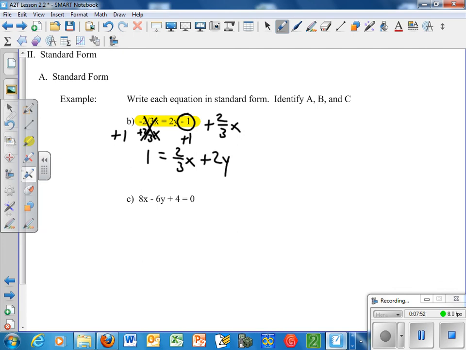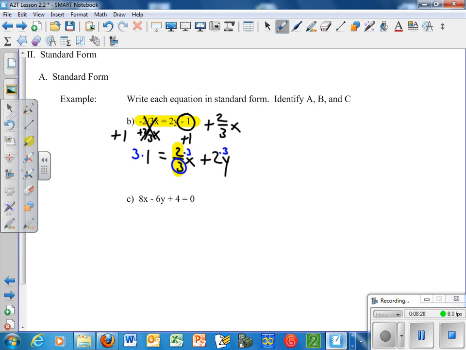Now we've gotten our x and y terms on the same side, our constant terms on the other side. So that's what we want, except for, notice this right here. We have this little fraction, 2/3. You cannot have the coefficients be fractions in standard form. So we need to get rid of that. Here's how you do it. Look at the number that's on the bottom, which is a 3. We want to multiply every term by 3. We're going to multiply the whole equation by 3. So I'm going to do it here, I'm going to do it here, and I'm going to do it here.